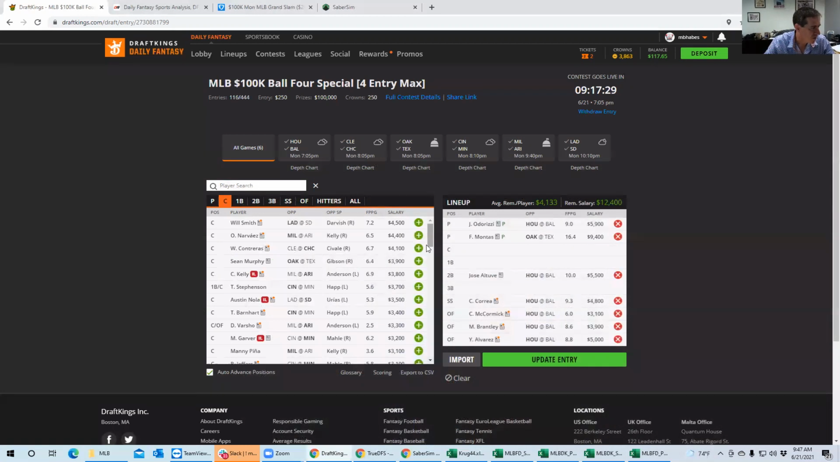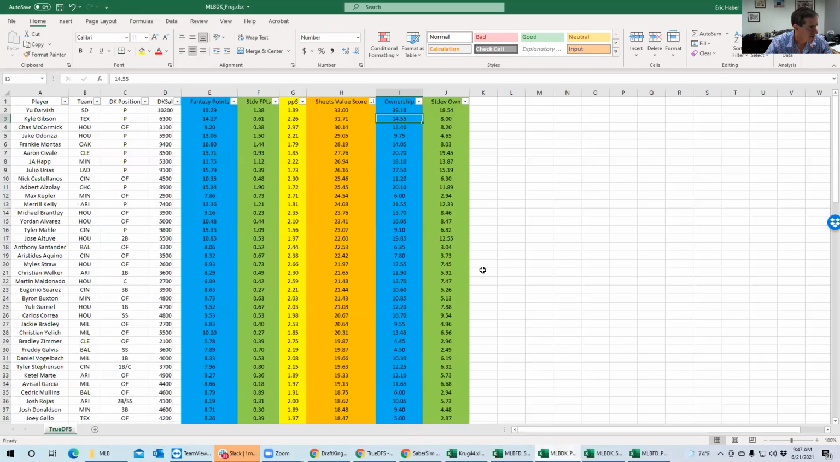That's what you're probably going to want to do. If you're going to play the Houston chalk, you're probably going to want to pay down for pitching. And I would go with one of these lower owned guys, like I said, Odorizzi or Gibson. Now again, these are ownerships as of now. I'll hopefully be posting an update a little bit later. But I think that's the way I'd go about it.